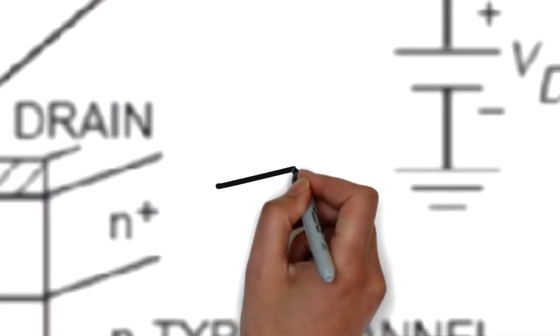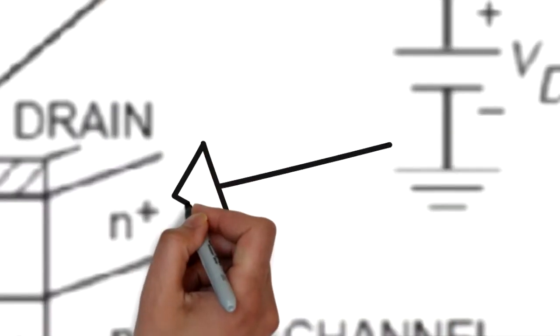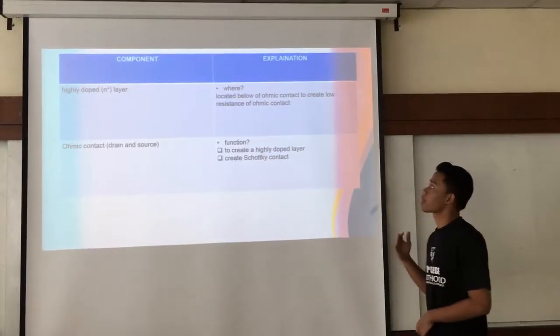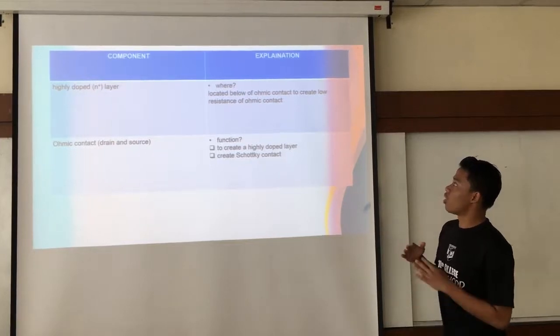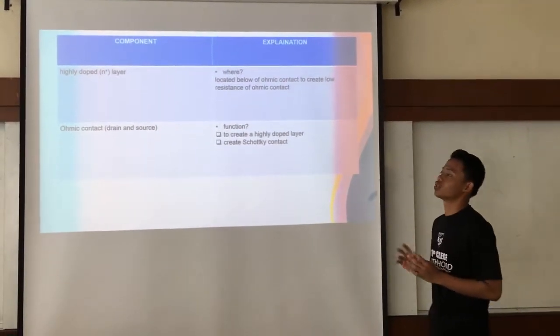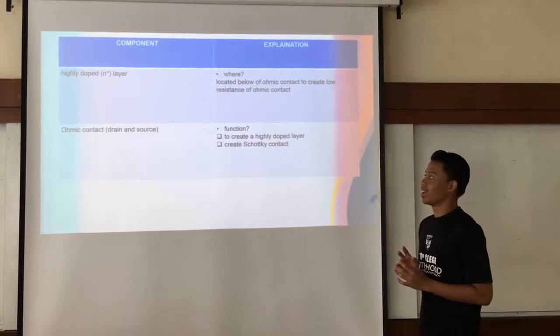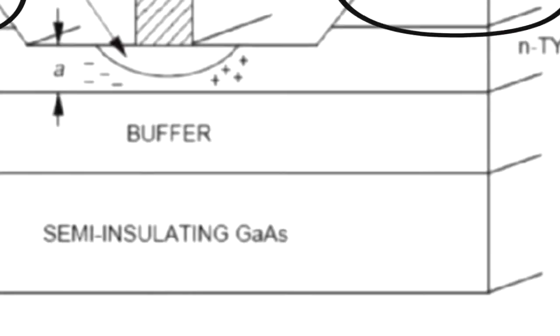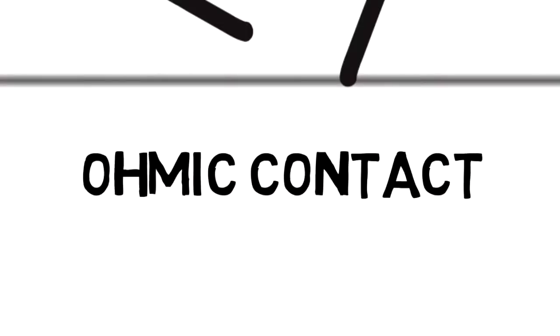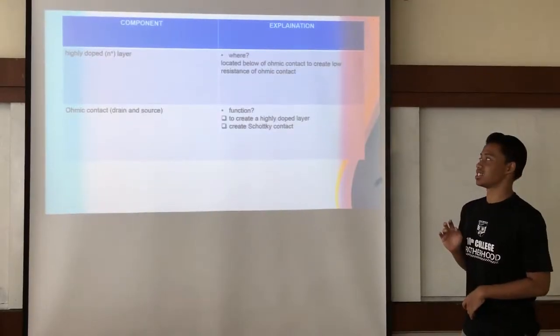Therefore, a highly doped layer or N+ layer is located above the N-type channel. It is located below the ohmic contact to create low resistance of the ohmic contact. So what is ohmic contact? Ohmic contact is between the drain and source. Its function is to create a highly doped layer and create Schottky contact.